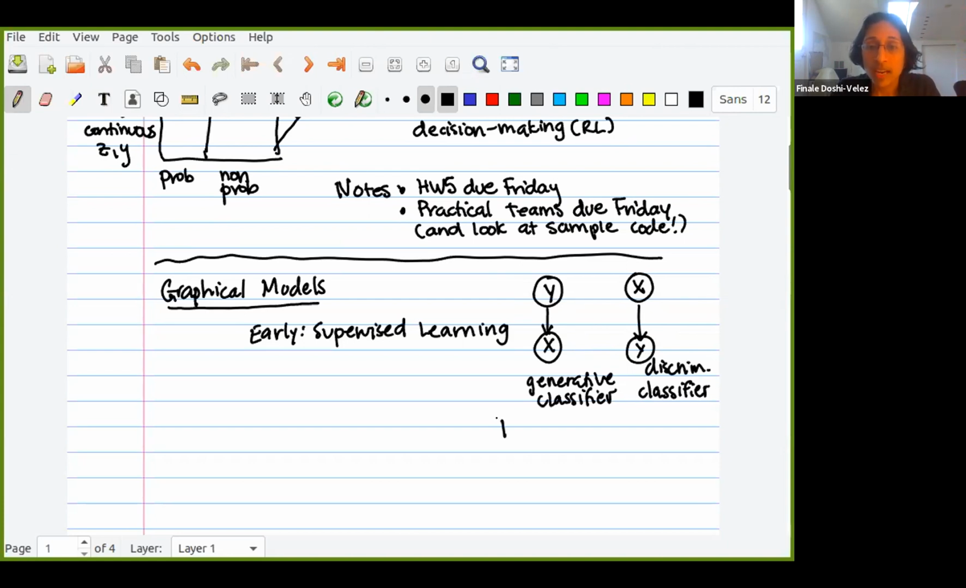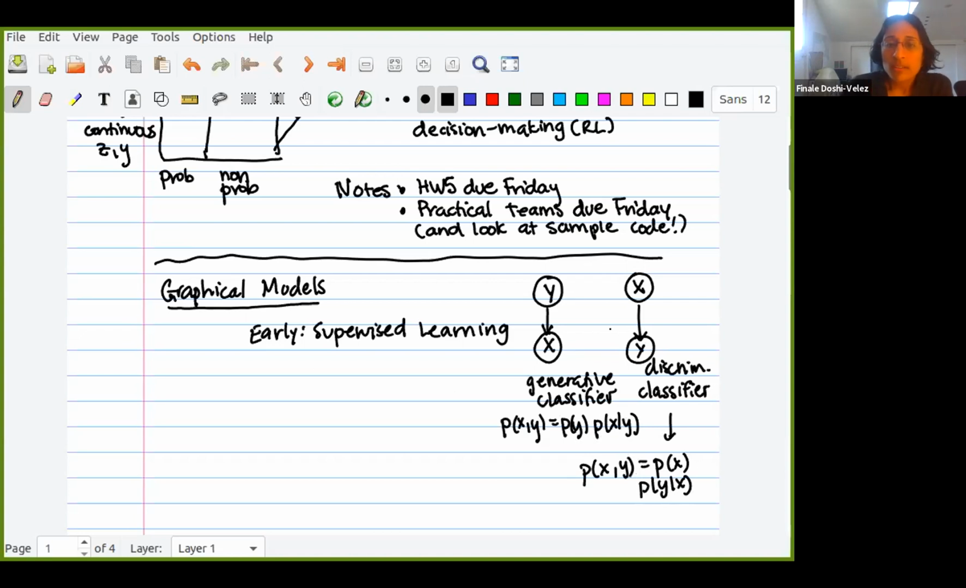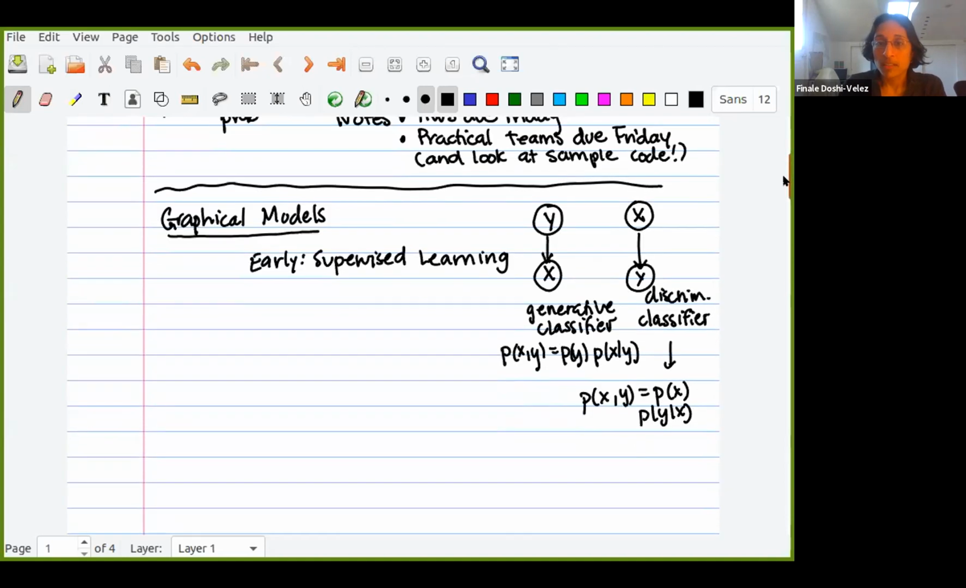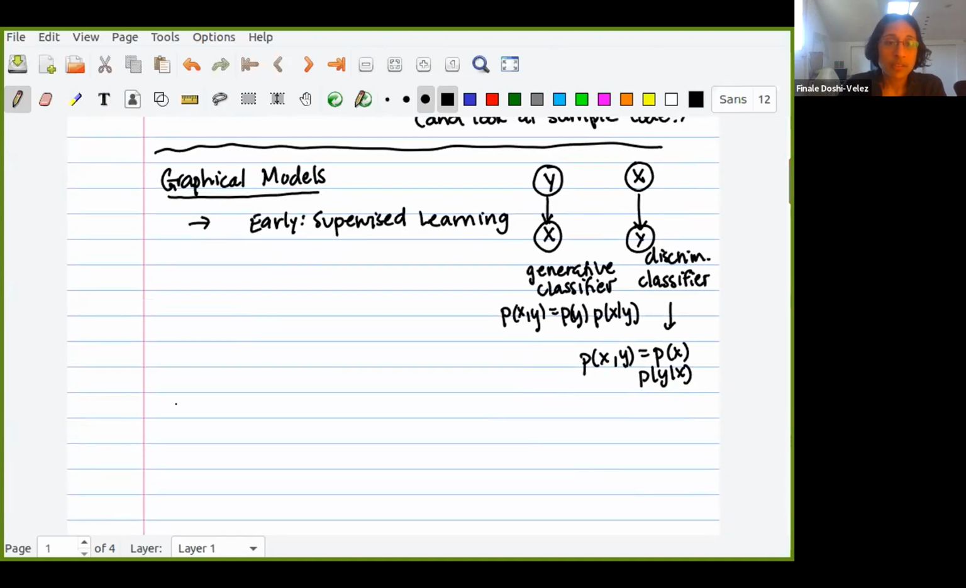So the natural factorization of P of X, Y here should be something like P of Y, P of X given Y. Whereas the natural factorization implied by this model is that P of X, Y is equal to P of X, P of Y given X, right? And so graphical models in this way encode independencies and encode natural ways to factorize. And we're going to make that a bit more formal as we go through today. So this was just one example.